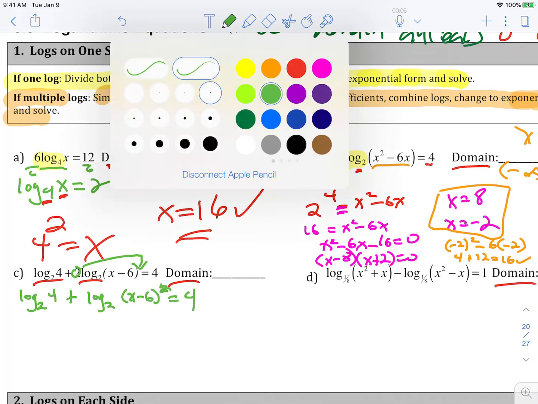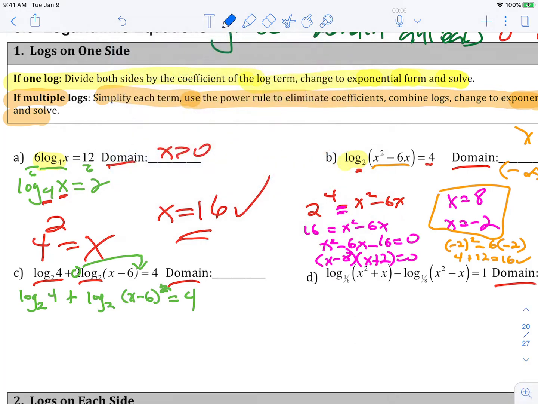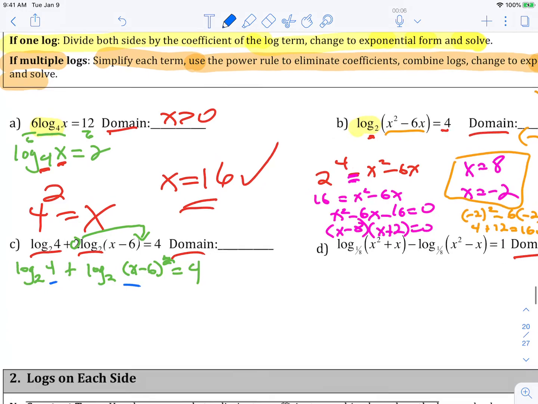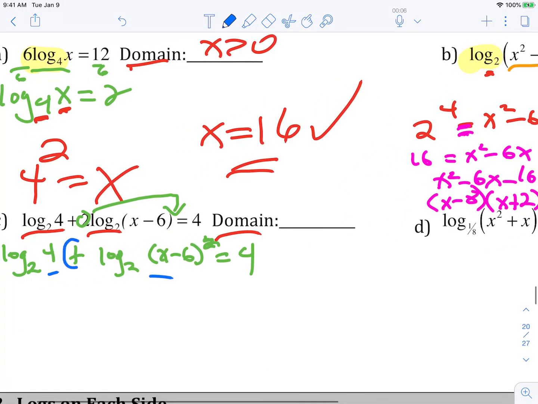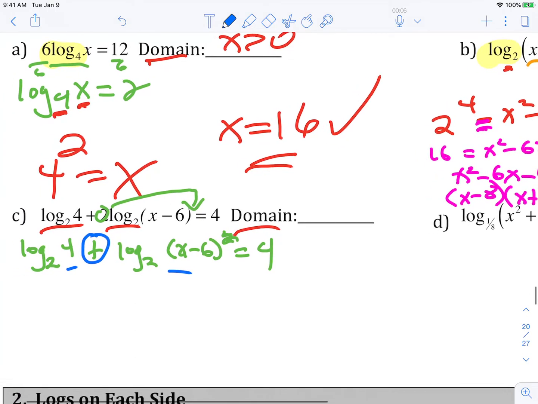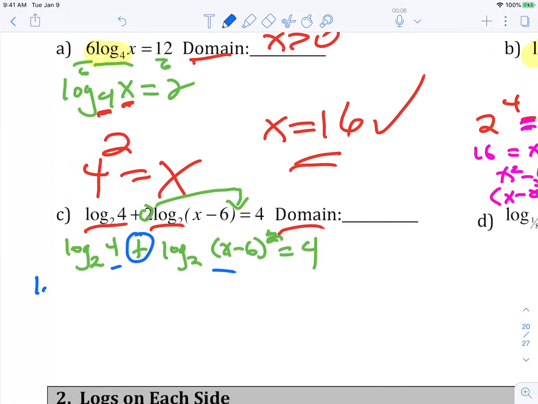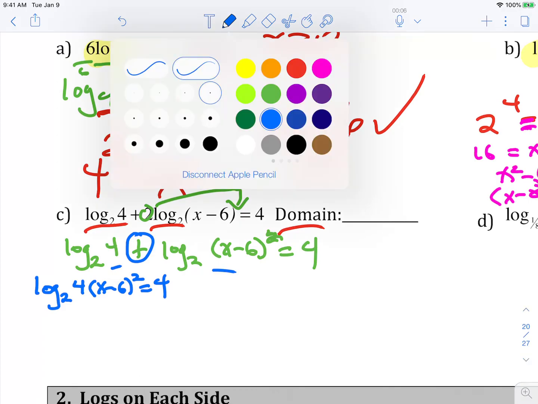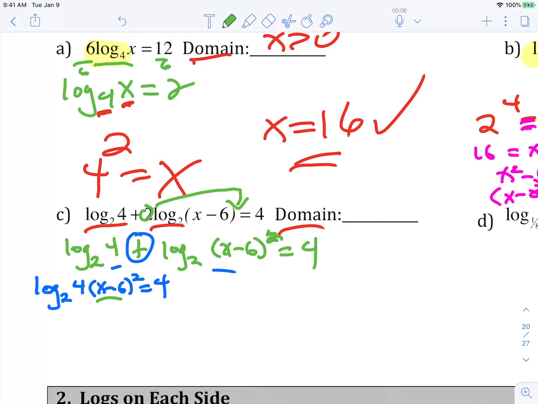to 4. And again, I consider myself pretty decent at math, but I can't look at this and say, oh, I know this answer, right? I gotta do the steps. So I'm going to take my time and do the steps. I notice that there's a plus sign here, so we know we're allowed to combine them if they have the same base. So now we can rewrite this as log base 2 of 4 times x minus 6 squared is equal to 4. And again, I do speak the language of logs, but I can't answer this question just by looking at this. I got to change it to exponential form. Now, we see that it's x minus 6, so our domain is going to be x is greater than 6.